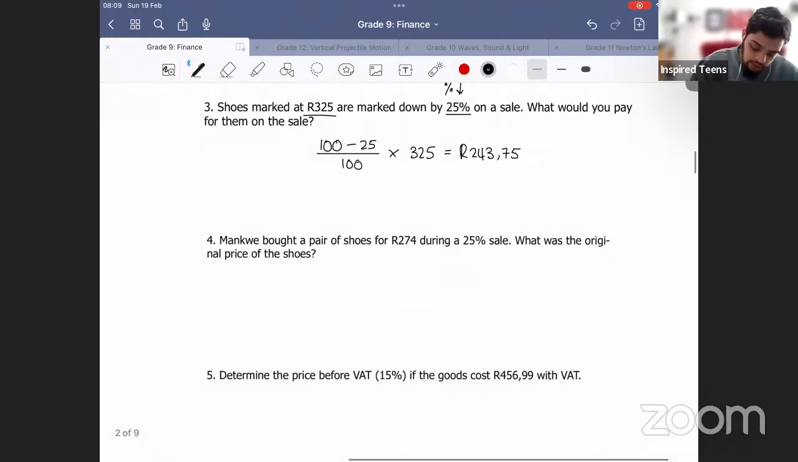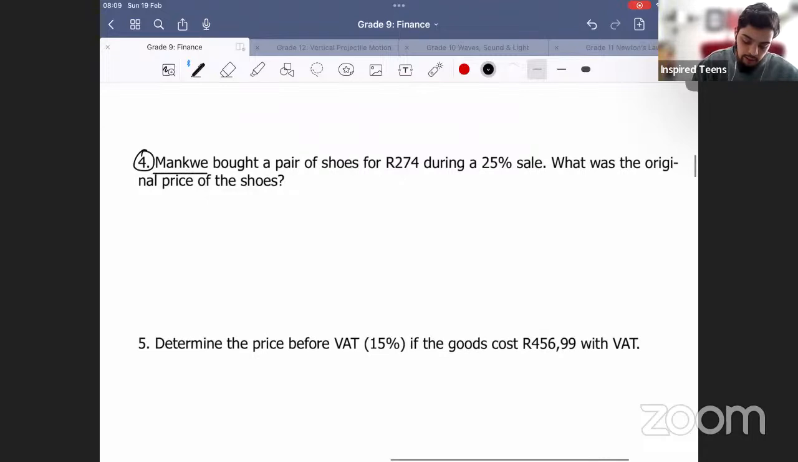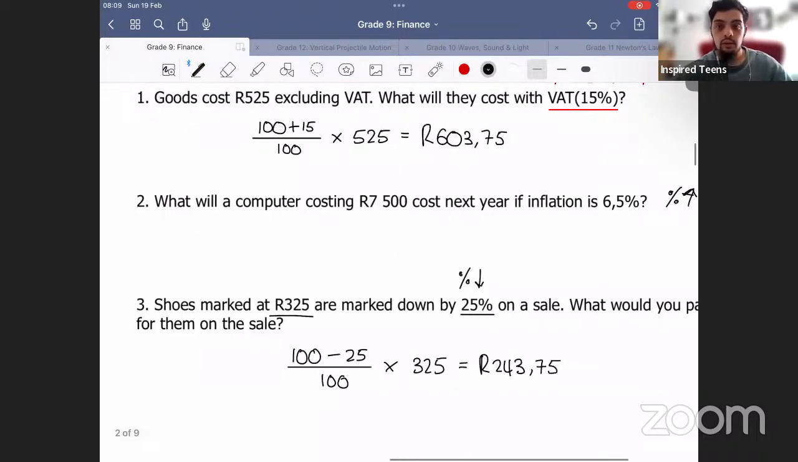Okay, let's just quickly do this backward example, number 4. Menkwe bought a pair of shoes for 274 Rand during a 25% sale. What was the original price of the shoes? So now we know that on sale, when it was 25% less, it was 274 Rand. We don't, however, know the original price.